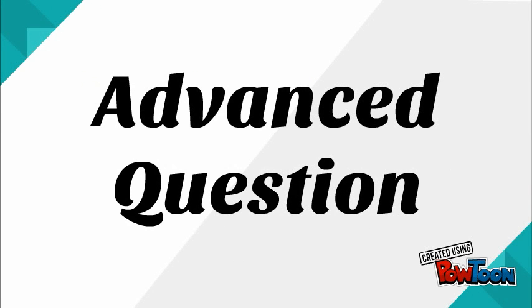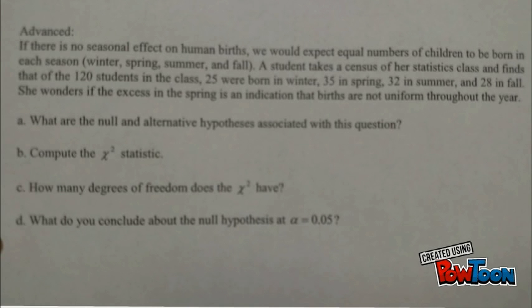And, well, now for the advanced question. If there is no seasonal effect on human births, we would expect equal numbers of children to be born in each season. A student takes a census of her statistics class and finds that out of the 120 students, 25 were born in winter, 35 in spring, 32 in summer, and 28 in fall.